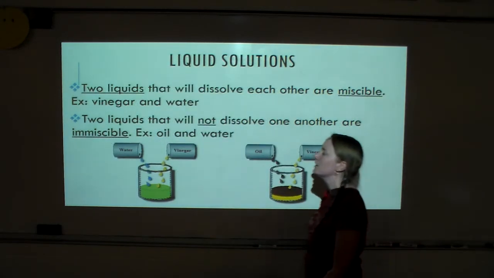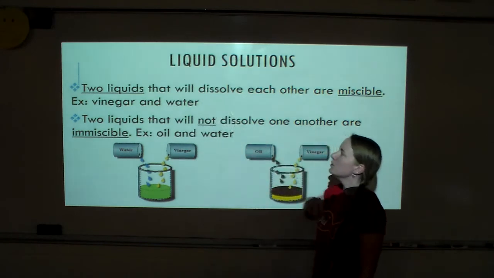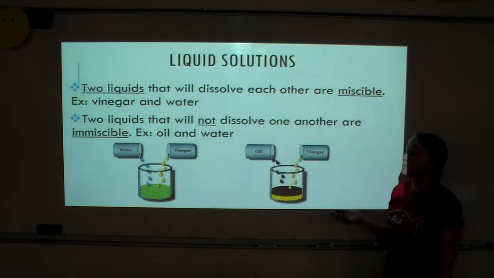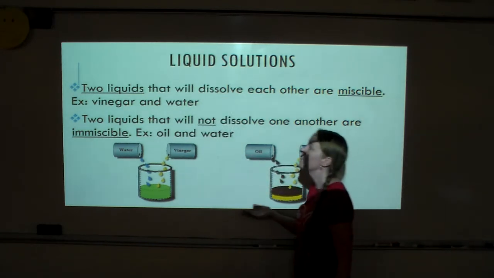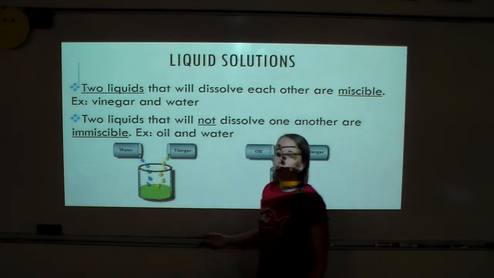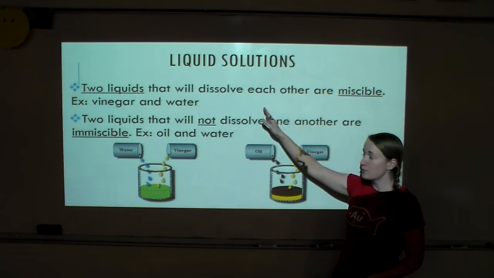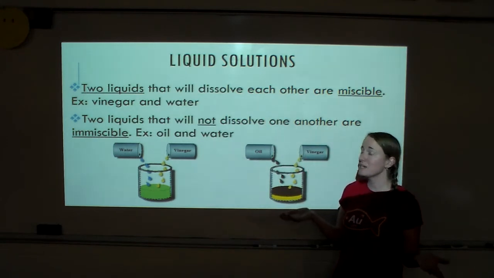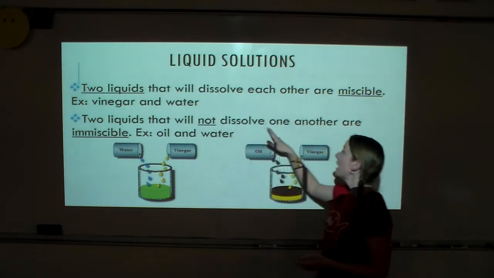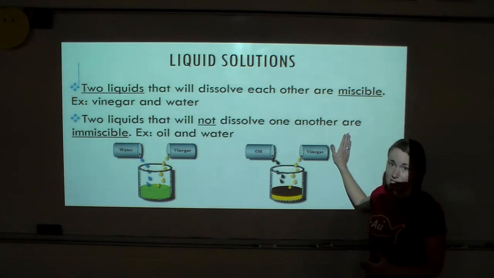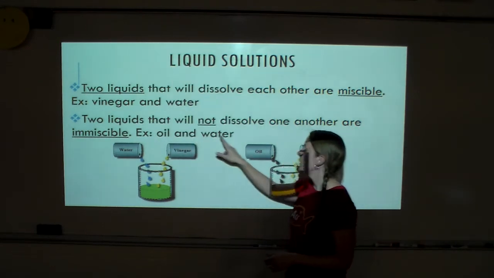So let's talk a little bit about liquid solutions. So two liquids that will dissolve each other are called miscible. So for example, vinegar and water. You can add vinegar and water together, they will mix together, they are referred to as miscible. However, not all liquids mix together. Two liquids that will not dissolve one another are called immiscible. So an example would be oil and water.